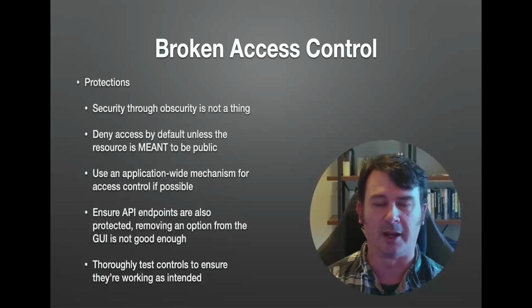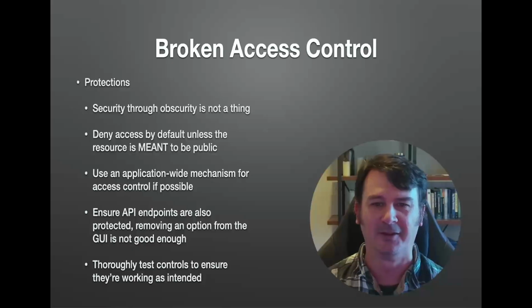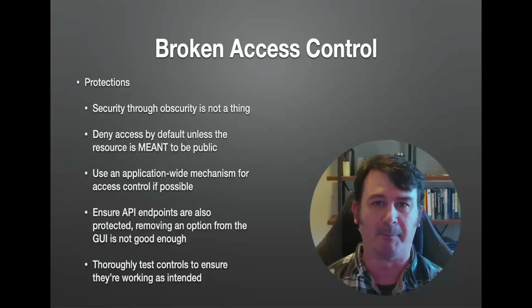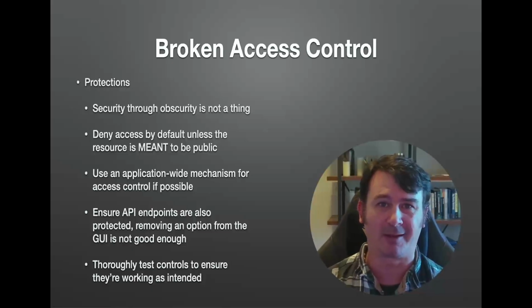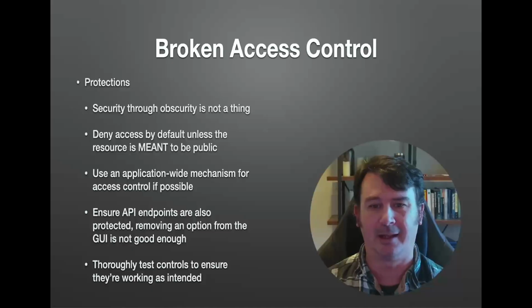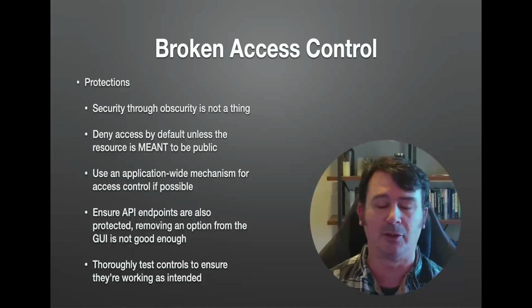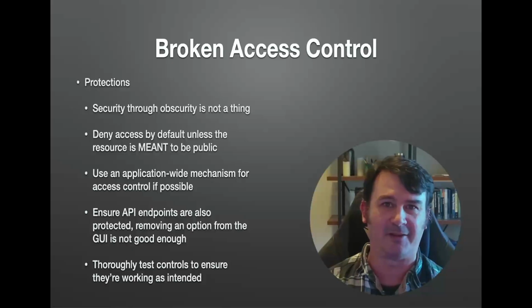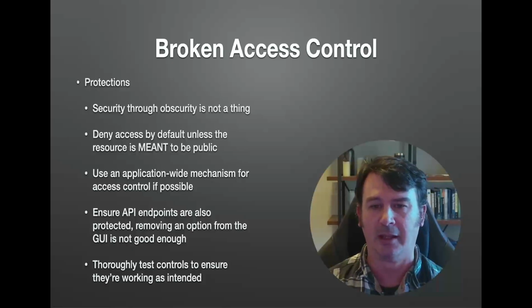Now, protections, just real quick, obviously not an all-inclusive list. Security through obscurity is not a thing. Regardless of whether your endpoint is advertised or documented or not, if it's there, an attacker's going to find it, and they're probably going to do bad things. Typically, you'll want to deny access by default unless a resource is meant to be public. And to the extent possible, try to use one mechanism across your entire application instead of relying on individual mechanisms in different parts of your application. It makes it a lot easier to get things wrong doing it that way.